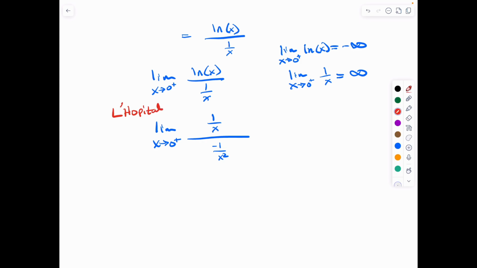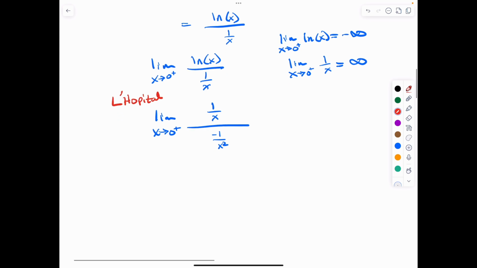Okay, so at this point, we're going to do a little bit of canceling before going forward. We get 0, or I'm sorry, negative x. Yeah, sorry, I was getting a little ahead of myself. So you flip the bottom one, multiply. This is what we get. So this is going to be 0.